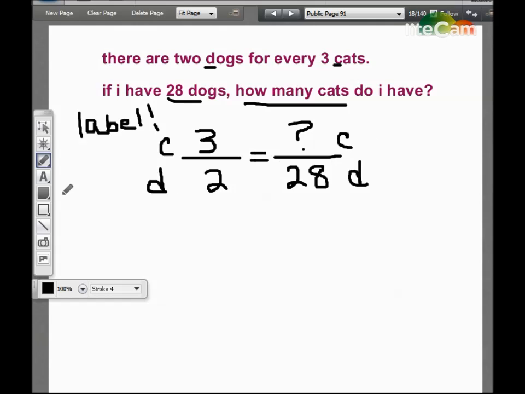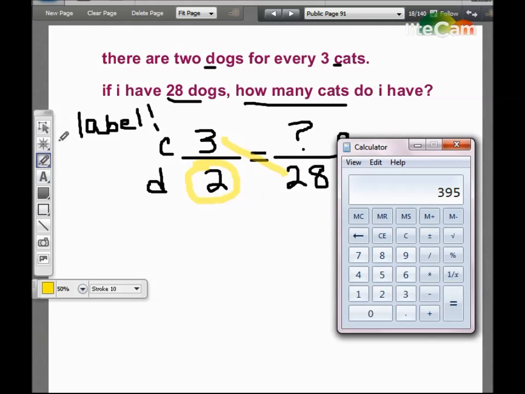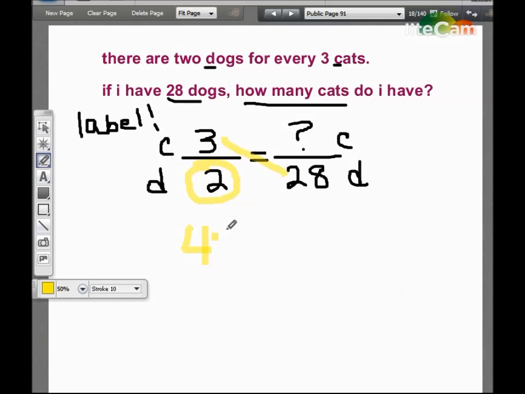Now to solve this, so simple. Cross multiply and then divide by the number that does not have a partner. So 3 times 28, when we cross multiply, is 84, and then divide by the number that does not have a partner, divided by 2, the answer is, I have 42 cats. That's the answer I was looking for. How many cats? I have 42 cats.